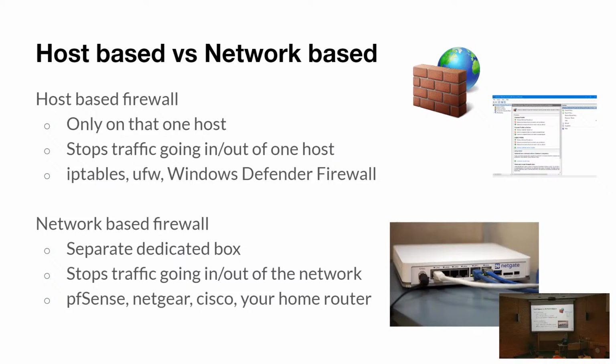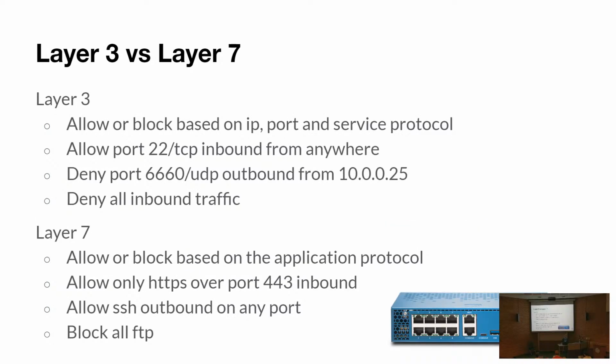Doesn't really stop you from downloading viruses, though. So some examples of that are pfSense or a Netgear or Cisco router or your home router. So layer 3 versus layer 7, that's referencing the OSI model for networking.